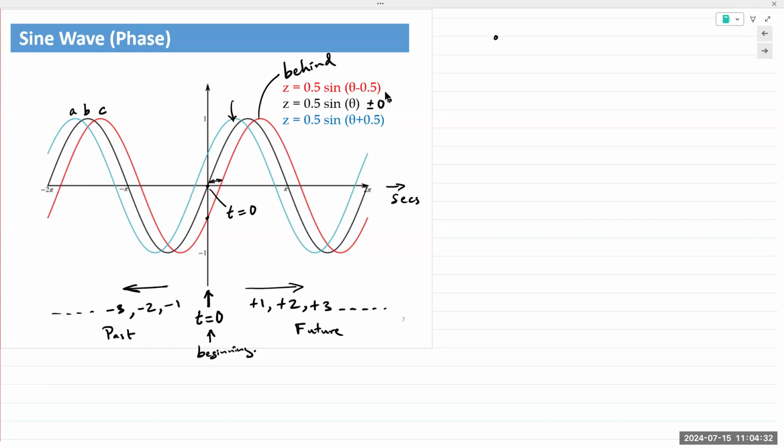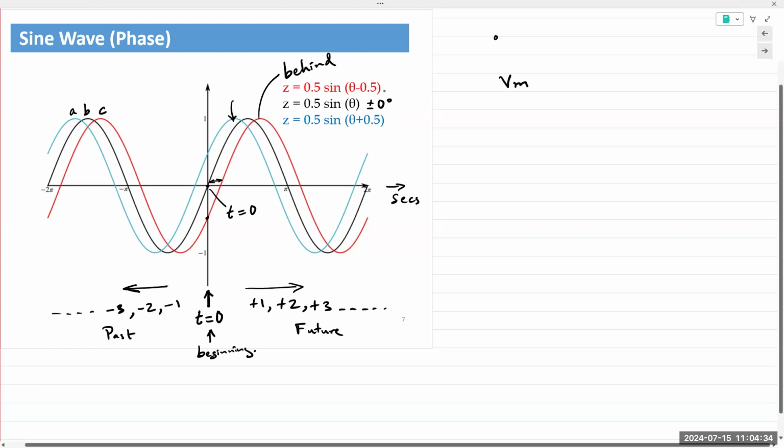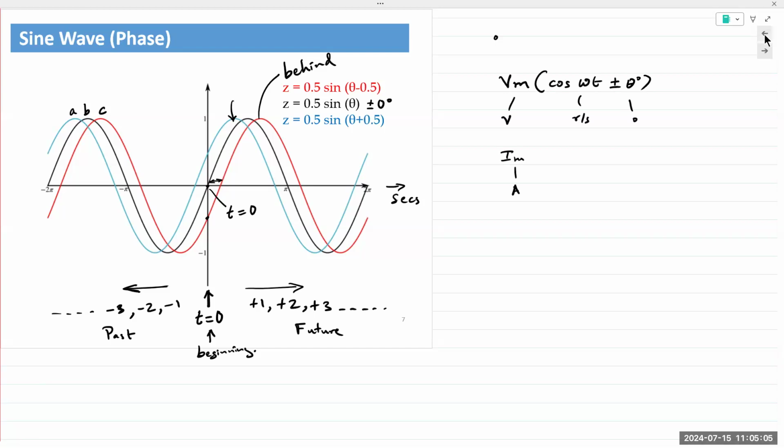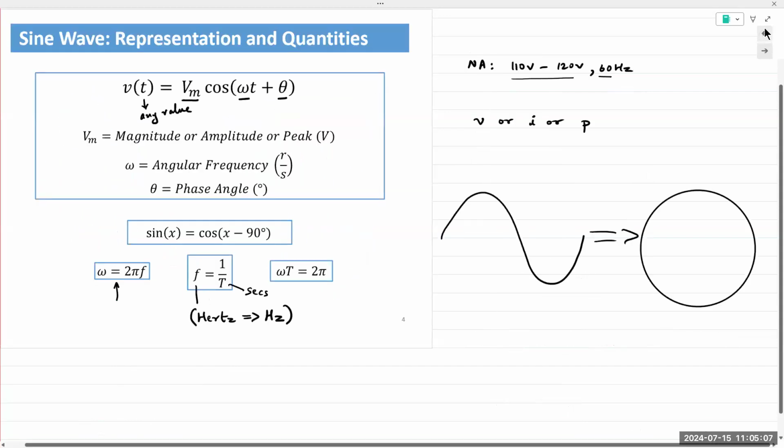Okay, and so that's where all these values come from. Cos omega t plus or minus theta. And theta is kept separate in degrees. Omega is in radians per second. This is in degrees. And this, of course, if it's voltage, it's in volts. If it's current, it's in amps. If it's I_m, then it's amps. And I've pointed the same thing out here in this slide, right? Volts, radians per second, and degrees.